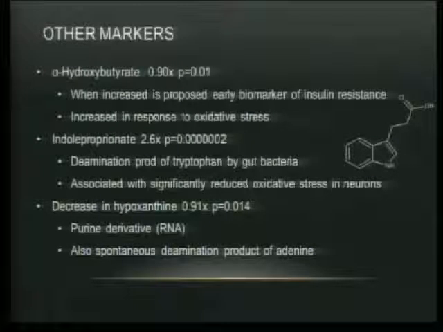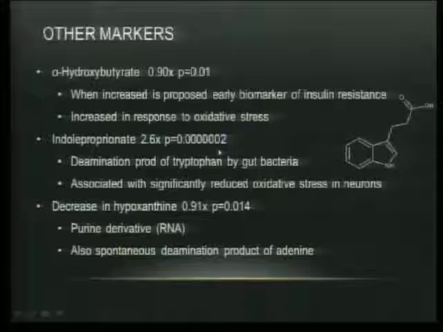Other interesting markers were alpha-hydroxybutyrate. We saw a significant decrease. When alpha-hydroxybutyrate is increased, it's proposed to be an early biomarker of insulin resistance, so a decrease would be good. It's also increased in response to oxidative stress, so again, a decrease might be good.